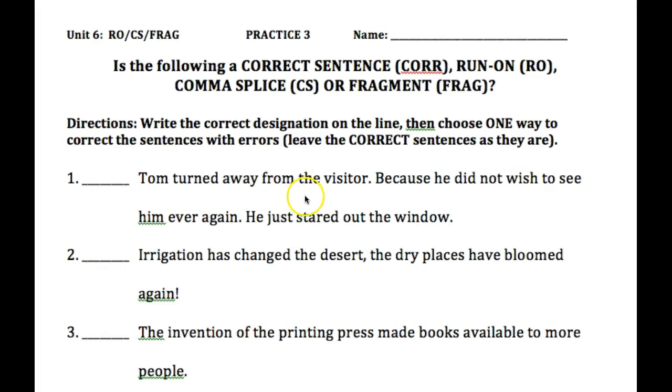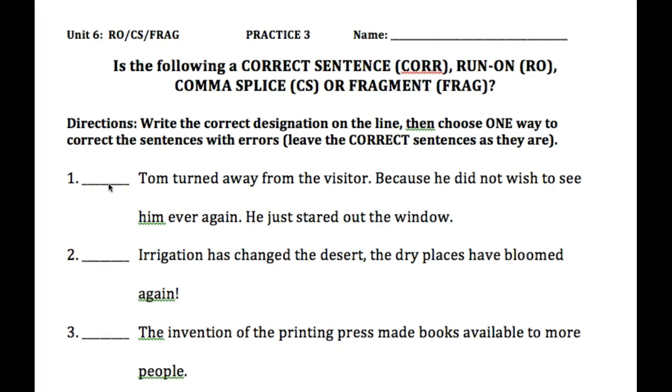Tom turned away from the visitor because he did not wish to see him ever again. He just stared out the window. You'll see that the first and the third parts of this are correct sentences. However, the middle part does begin with a subordinating adverb: because he did not wish to see him ever again. If I just came up to you and said, because he just did not wish to see him ever again, you would probably think, well, that's an incomplete thought, among other things.